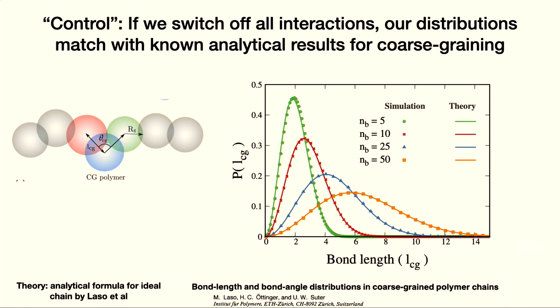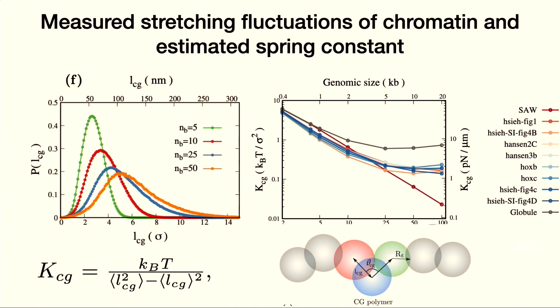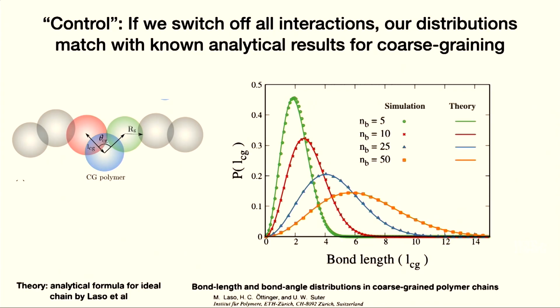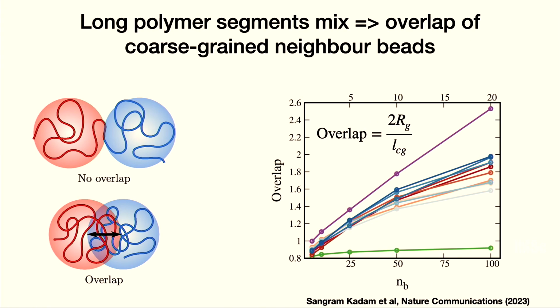Yes. So we can then get the spring constant, and these distributions, if you switch off all the interactions, we can show analytically that it matches the known analytic relation when there is no interaction. Now the question is, if you have two chromatin, how do they interact?